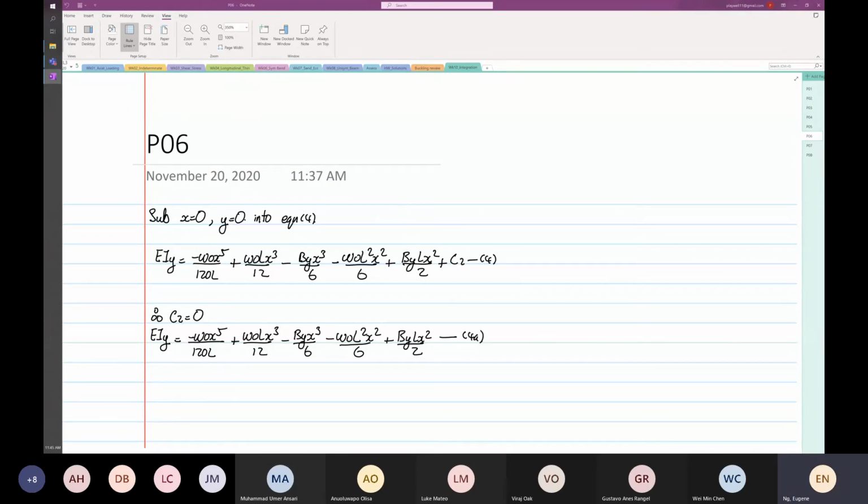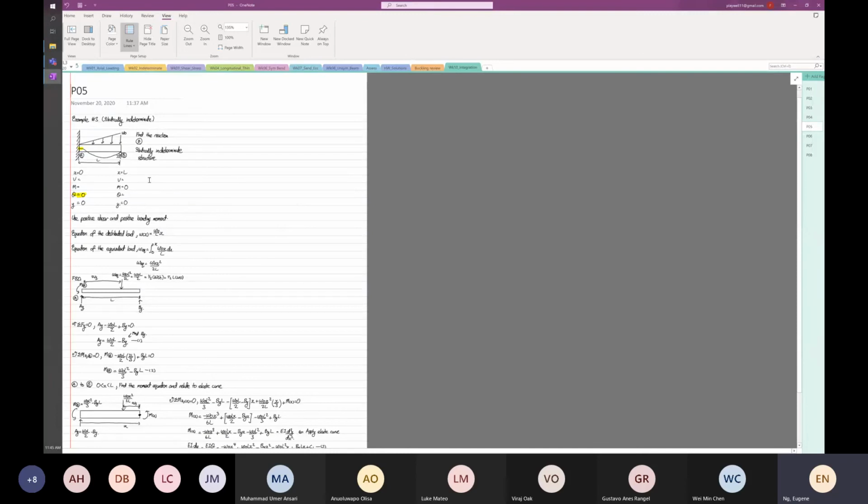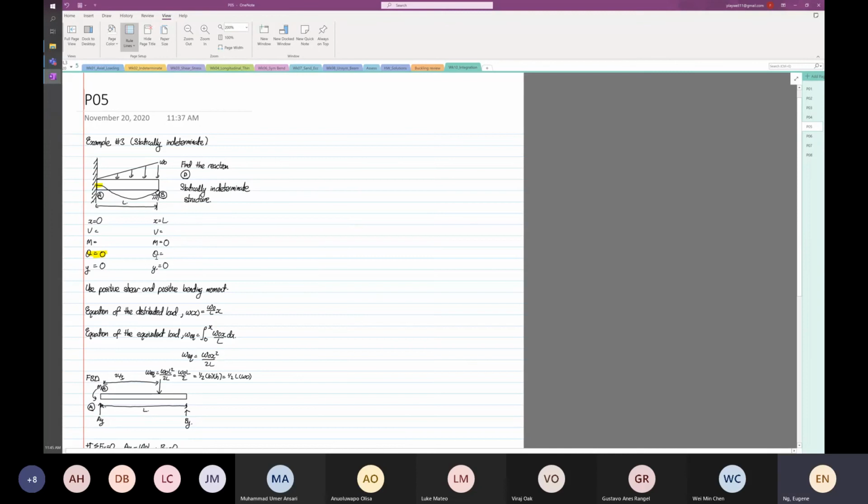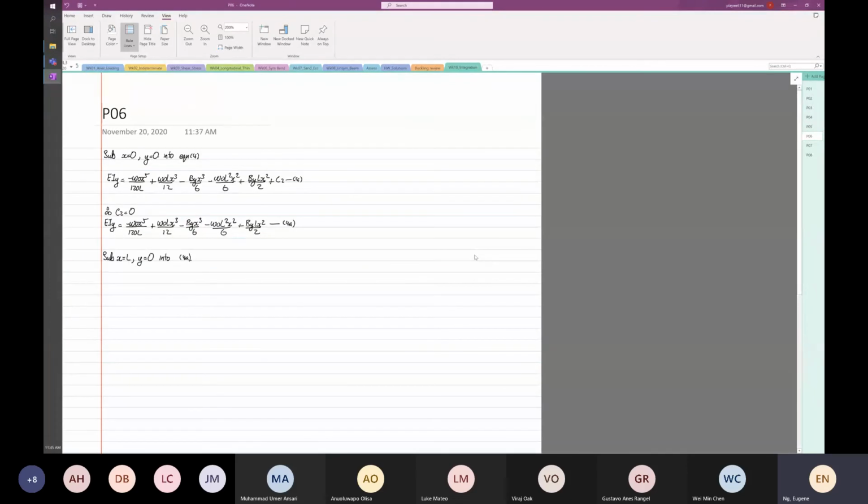And then the last one, we're going to substitute when x is equal to L, y is equal to 0 into equation 4a. That is the other side of the support. If you look over there, that is the support that we have, where x is equal to L, y is equal to 0. So you move over here.